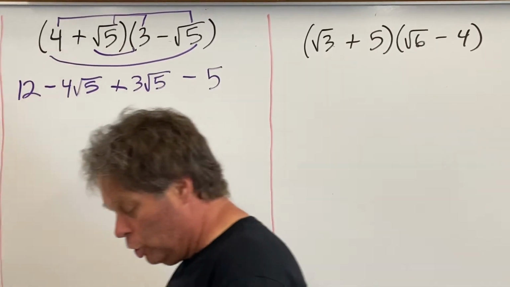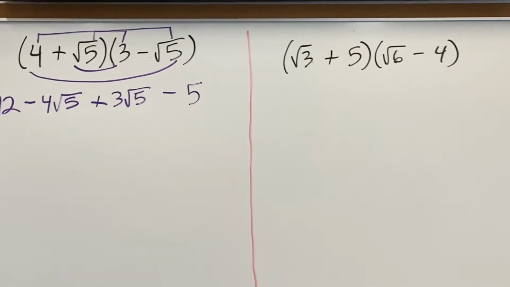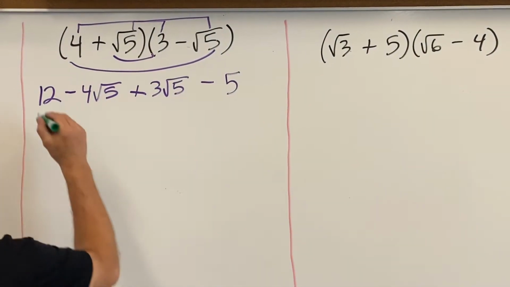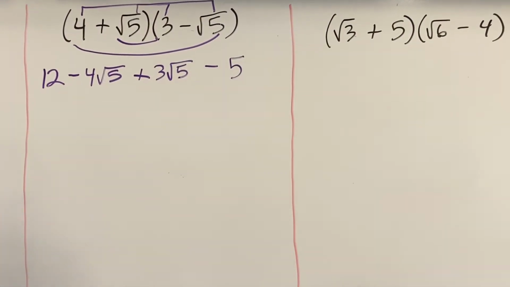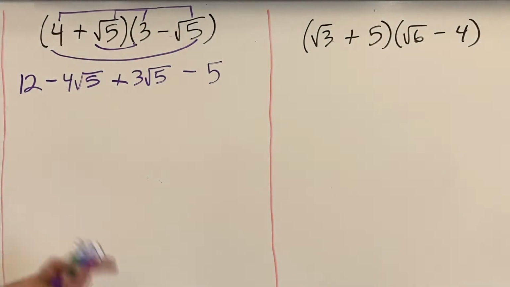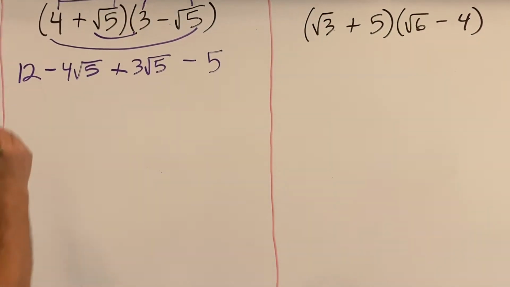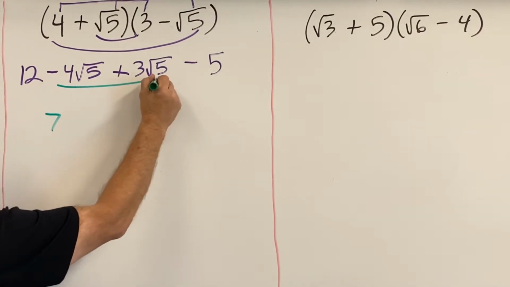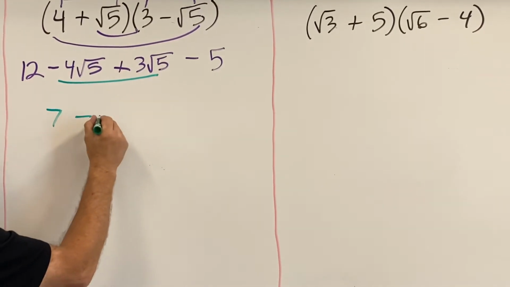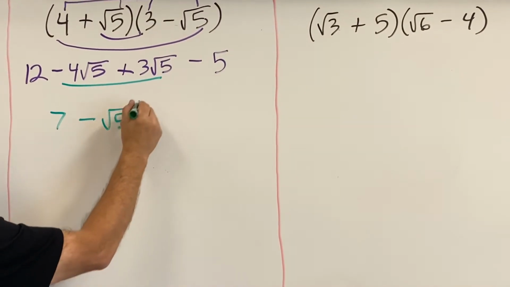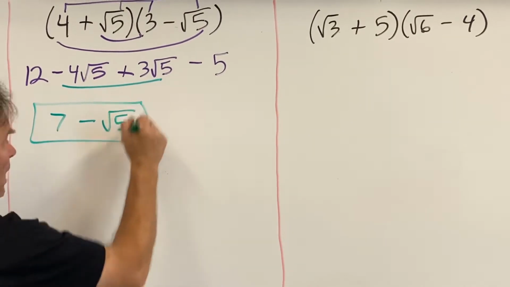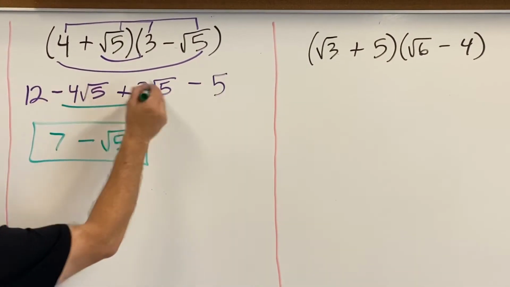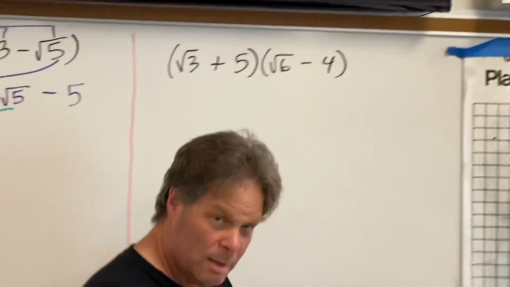Now, the good news here is that 12 and negative 5 are both integer numbers, so they could just combine together. 12 and minus 5 is 7, right? Minus 4 root 5 plus 3 root 5 is minus 1 root 5, or just minus root 5. And there's the answer. These guys combine, and these guys combine. Okay.